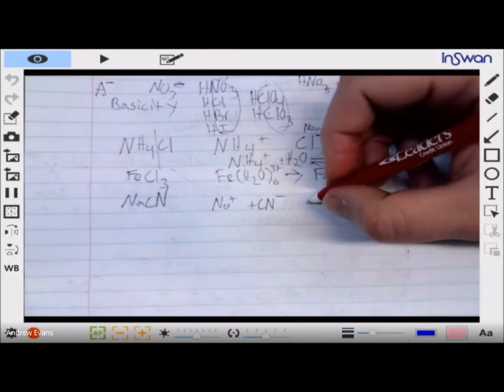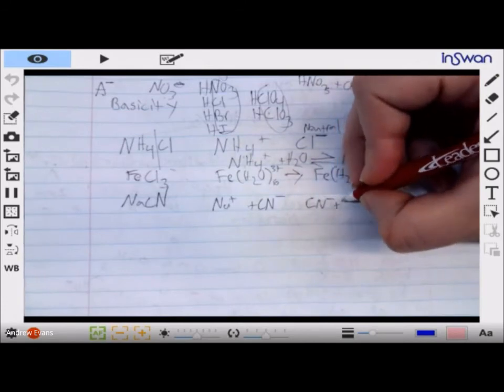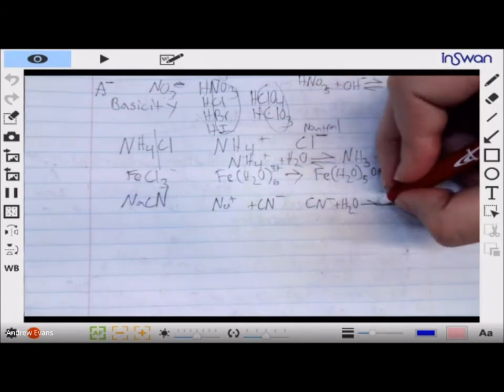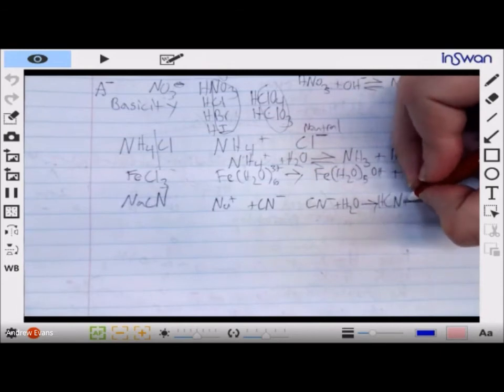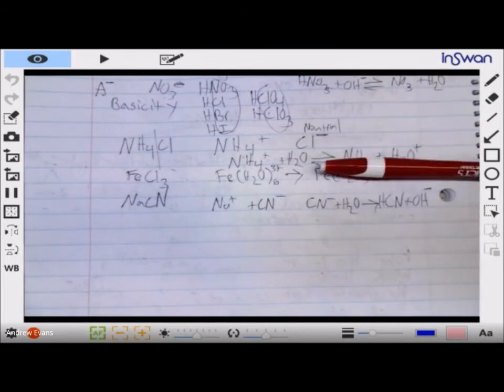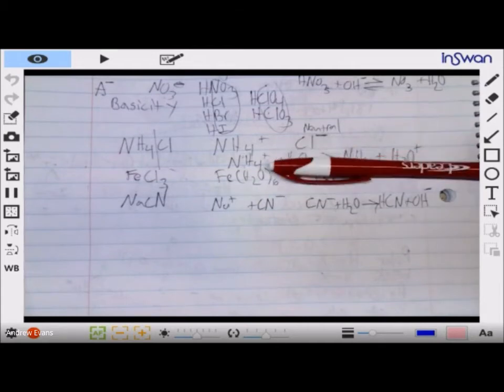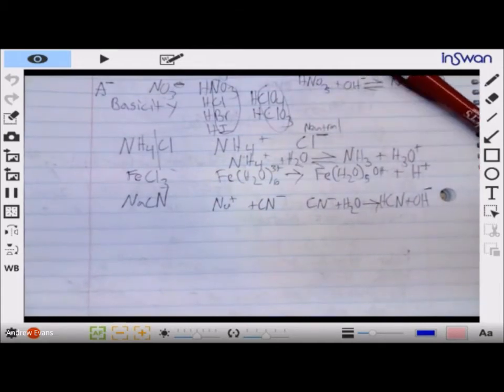So if you put that in water, what is it going to do? CN minus plus water is going to form HCN and OH minus. So all those can be controlled. If you look at the anions or the cations, you can predict whether it's acidic or basic. You just look at where these guys are related to the strong acids or strong bases.